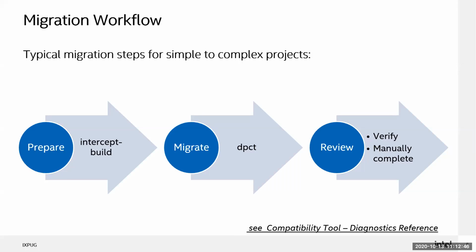So the second step is usually running the dpct command and providing it the compilation database as input. Once the migration is done, the final and the most important step is to verify the code for correctness, and also manually complete the parts of the code which were not migrated by the compatibility tool.